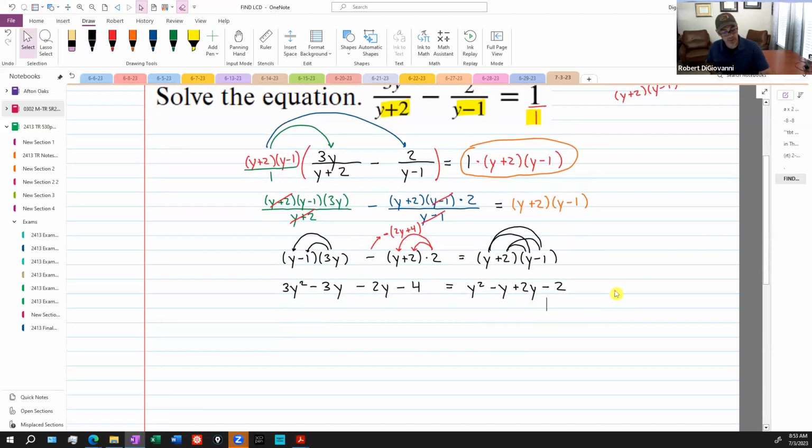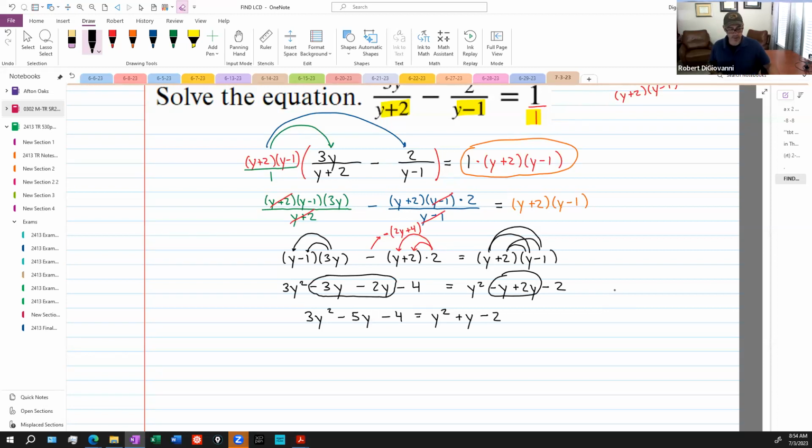Now I should be able to collect like terms. My left-hand side is 3y squared minus 5y minus 4. And on the right-hand side, I get y squared plus y minus 2. That's putting these two together. So I put those two together. All right, that gave me this, and then that gave me this.